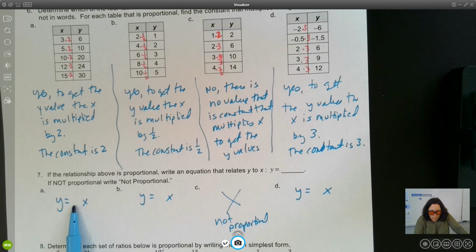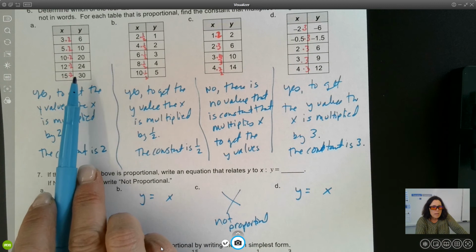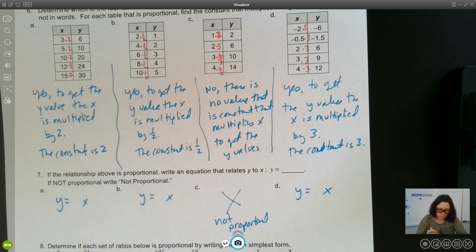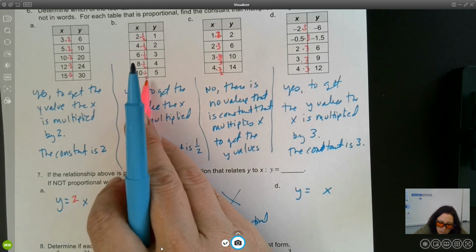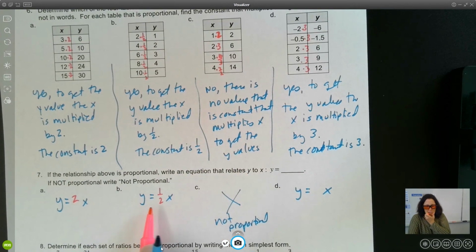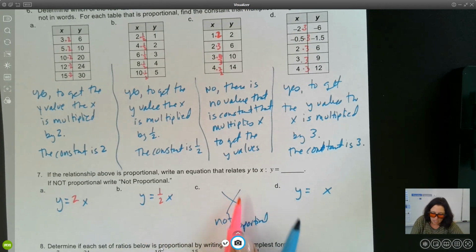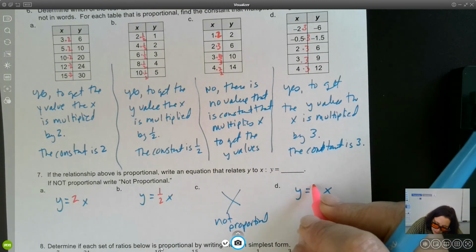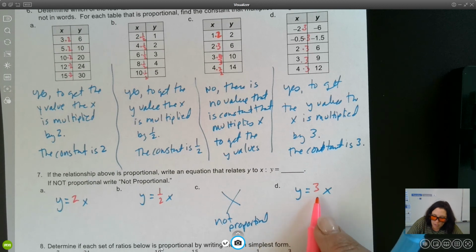Okay, what number should go in here, do you think, for this box? The pink number, 2. So this says you get the y's if you multiply the x's by 2. What number are we going to put in this one? 1/2. This says to get our y values, you multiply x by 1/2. This one wasn't proportional, so we can't give an equation. This one, the pink number is 3. To get our y values, you multiply all the x's by 3.